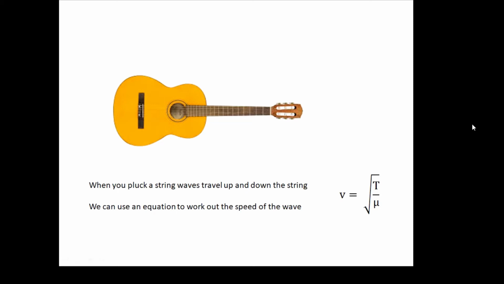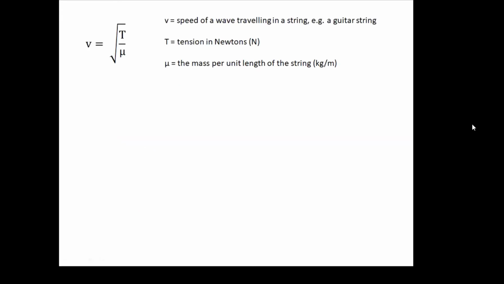And we can use this equation, v is root T over mu, to work out the speed of the wave traveling in the string. v is root T over mu. T is the tension in the string. It's how tight the string is. T is the tension in newtons. v is the speed of the wave. Mu is the mass per unit length of the string. Kilograms per meter, the mass per unit length.